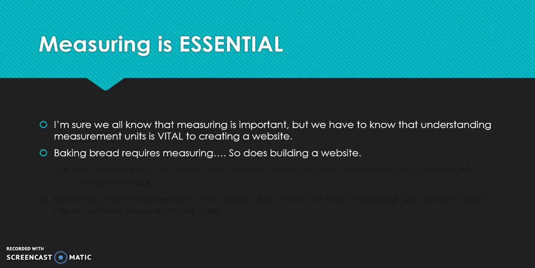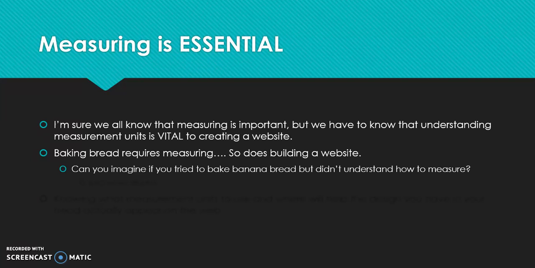For an example, I love to bake bread, especially banana bread. Can you imagine if you tried to bake banana bread but didn't understand, not only just how to measure, but the measurement units? For example, a basic banana bread recipe calls for 1.5 cups of flour, so many teaspoons of baking soda, so many teaspoons of salt, so many cups of sugar, and blah, blah, blah. If I didn't understand those units though, and I just saw 1 sugar, 1.5 flour, half teaspoon, half vanilla, I'd be completely lost.